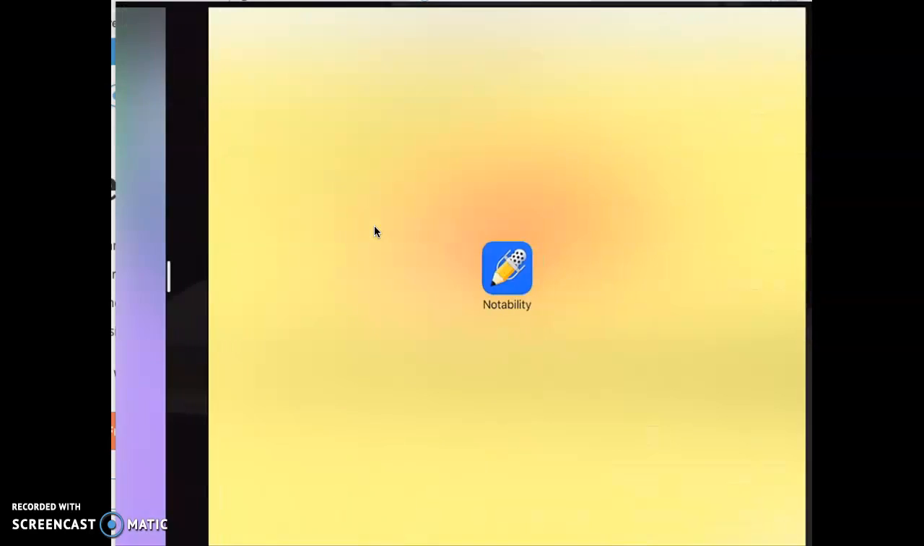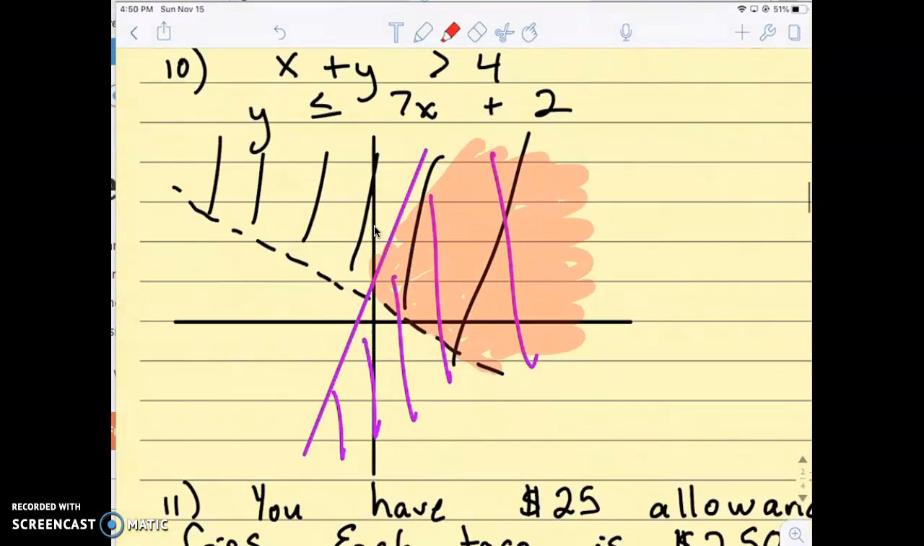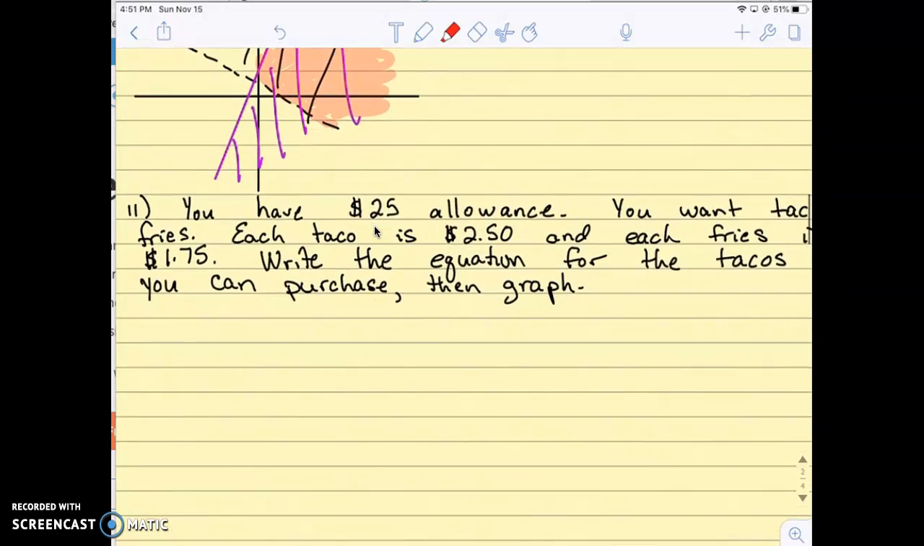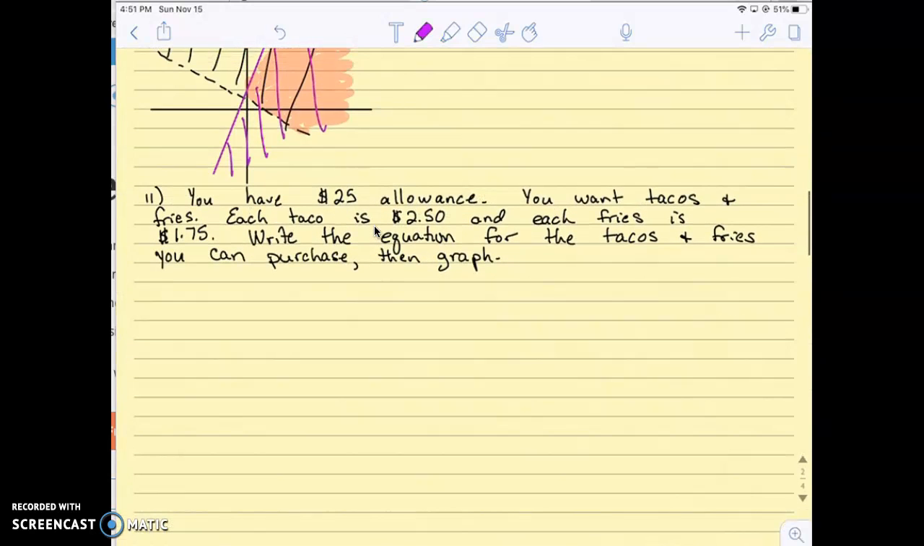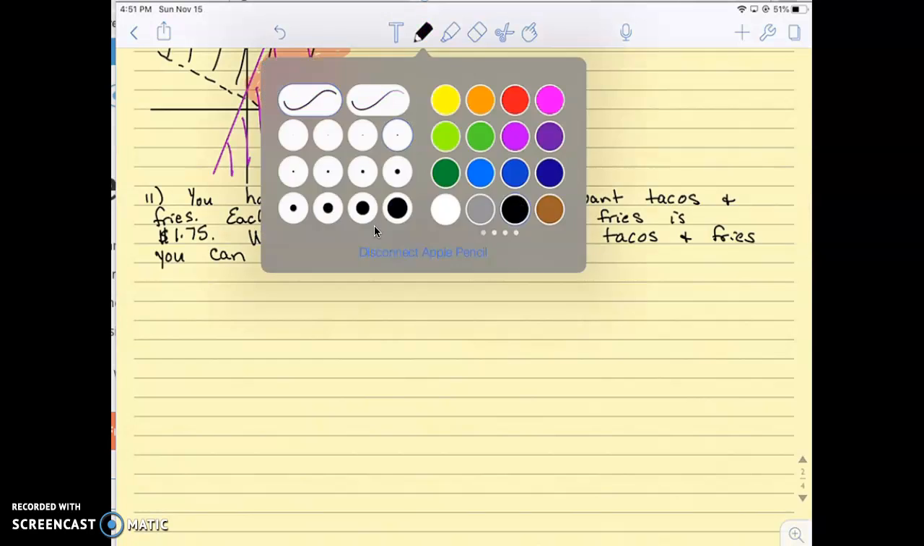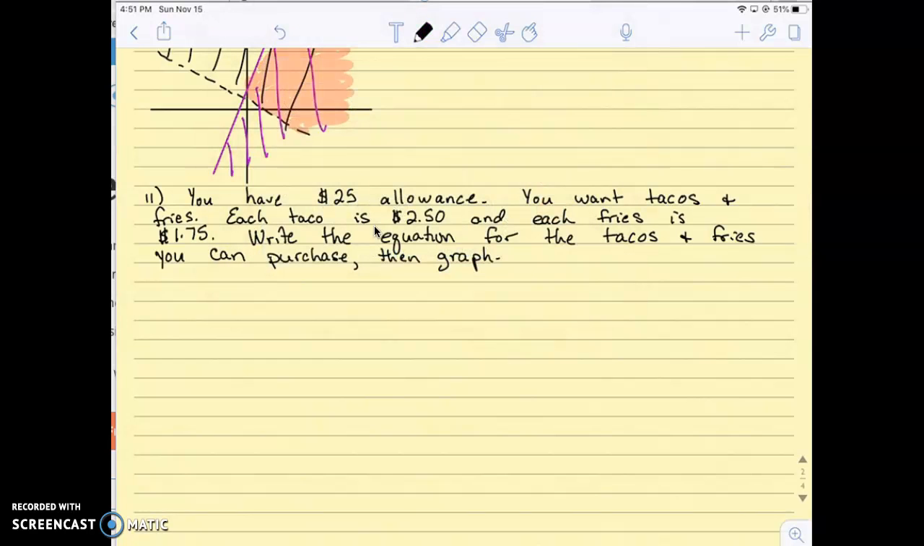Alrighty. Now we got to go back to doing brain work. So we did a little calculator work. Now you're going to do some brain work. You have these questions. This is what we were doing at the end of the week last week. You need to be able to write the inequality. So let's change this word. It should not be equation. It should be inequality. So you need to write the inequality first and then graph it.